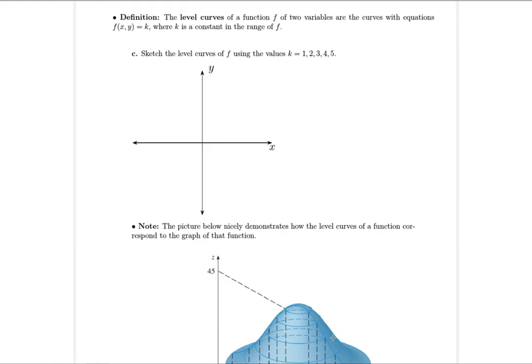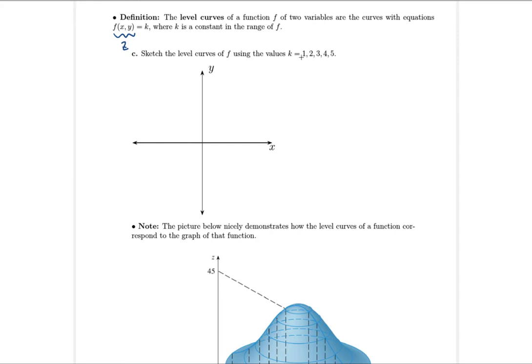So it gives us a definition here. It says that the level curves of a function of two variables are the curves with equations f(x,y) equals k, where k is a constant in the range of f. So in other words, remember f(x,y) is just a z value. What we're going to do is we're going to plug in different values of z and see what curve that makes in the xy plane. Okay, so we're just going to do a couple of these and then we'll put it all together and kind of see what we've created actually means.